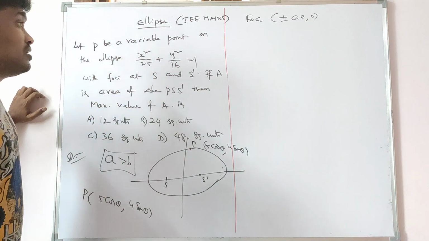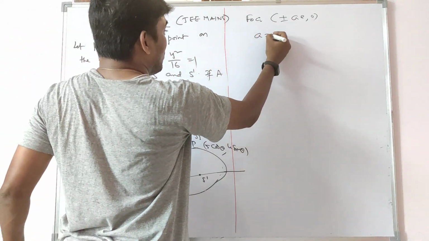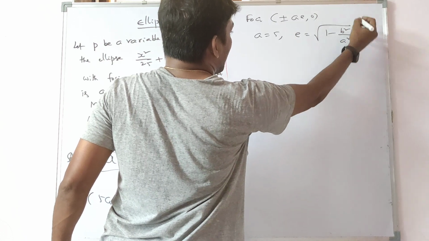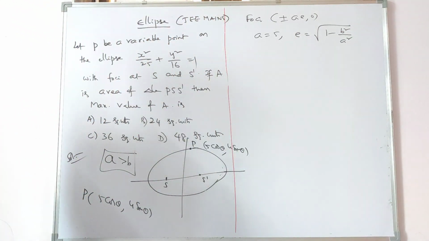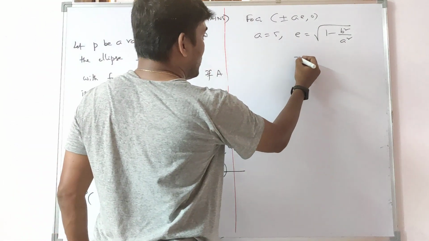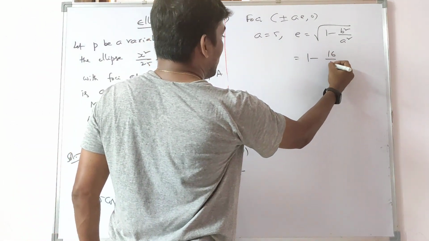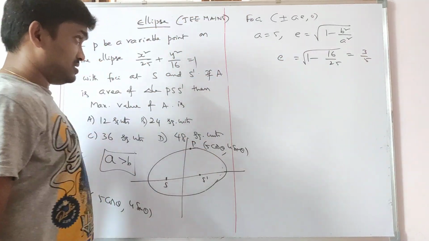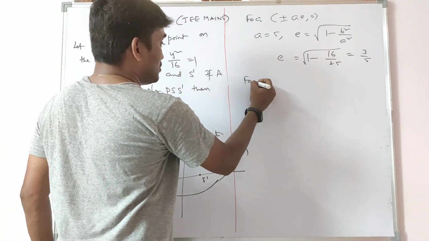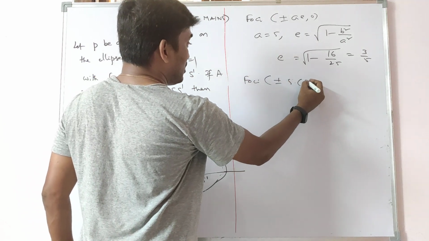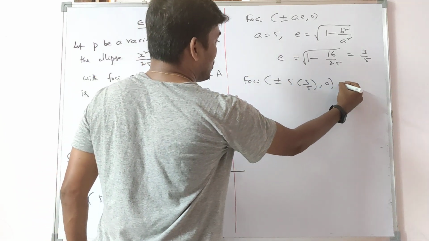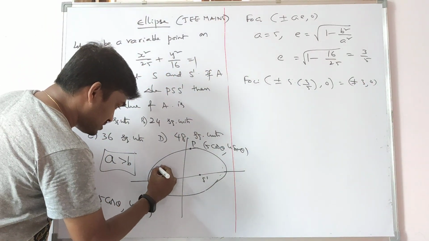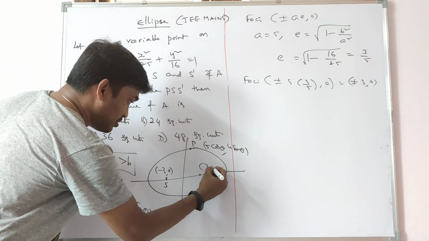Okay. So what is the area? Eccentricity is what? Square root of 1 minus b square by a square, that is 16 by 25 under the root. So 3 by 5 is the eccentricity. So what is the answer coming? Plus or minus 5 into 3 by 5 comma 0, that is plus or minus 3 comma 0. So this is minus 3 comma 0. This is 3 comma 0. This is the origin.